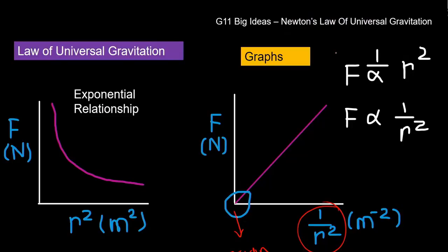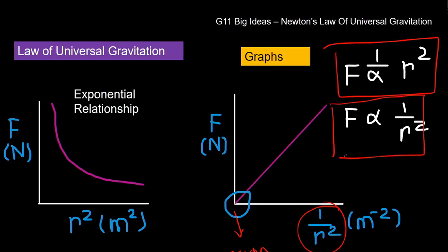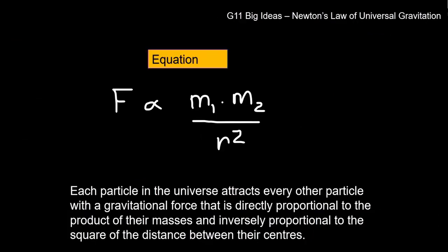There are 2 ways of writing it. So we can write it like this: the force is inversely proportional to r squared, or we could say that the force is directly proportional to 1 over r squared. So we are still sitting with a relationship. And this relationship has to be changed into an equation for us to use. And to do that, we have constants. So we're going to get to the constant in a moment.